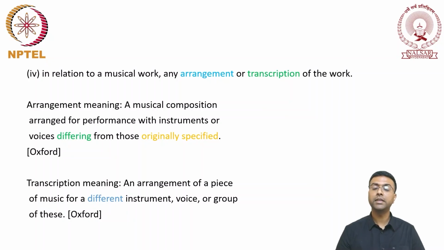Let us see what these terms mean with respect to musical work. Arrangement means that a musical composition arranged for performance with instruments or voices differing from those originally specified. Transcription is an arrangement of a piece of music for a different instrument, voice, or group of these.